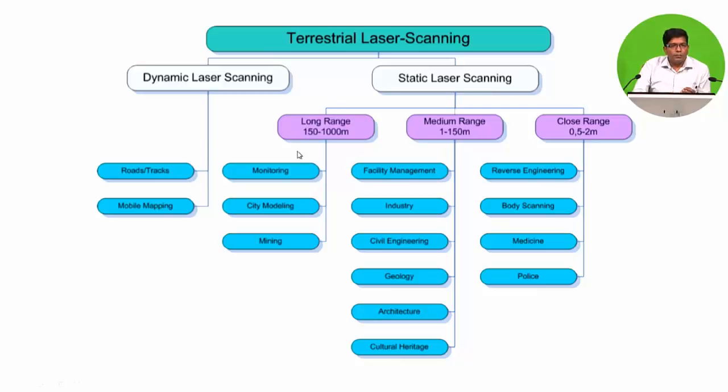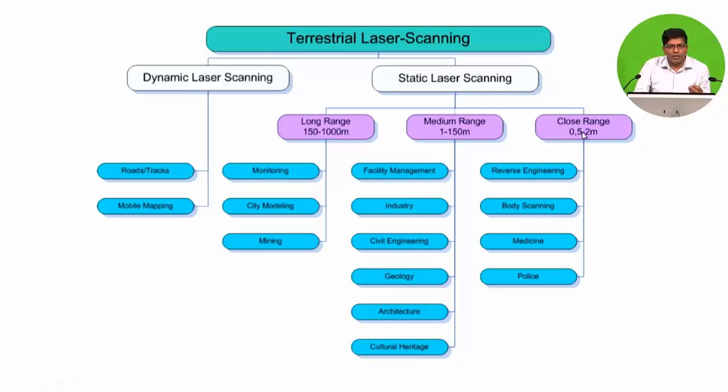So the long range are basically used for monitoring purposes, or for city modeling, or for some applications like in case of mining. Whereas the medium range are normally for mapping facility management, for mapping the industrial infrastructure, for various infrastructures in the civil engineering domain, for geological studies, for the study of architecture and cultural heritage monitoring. These kinds of medium range laser scanners can be employed.